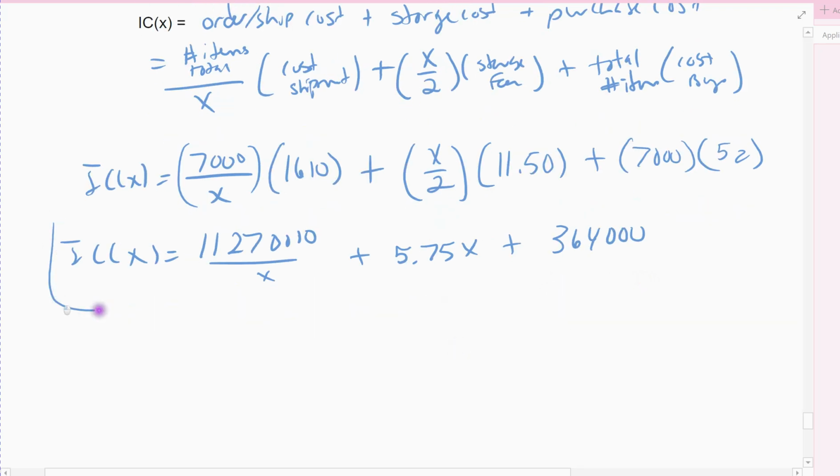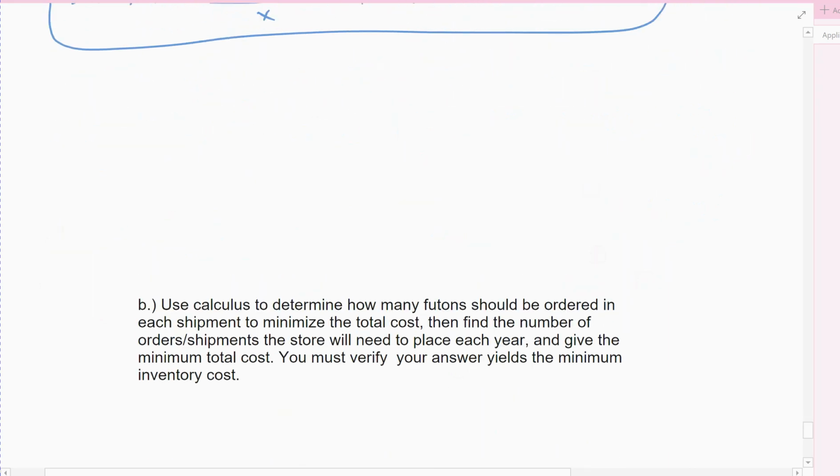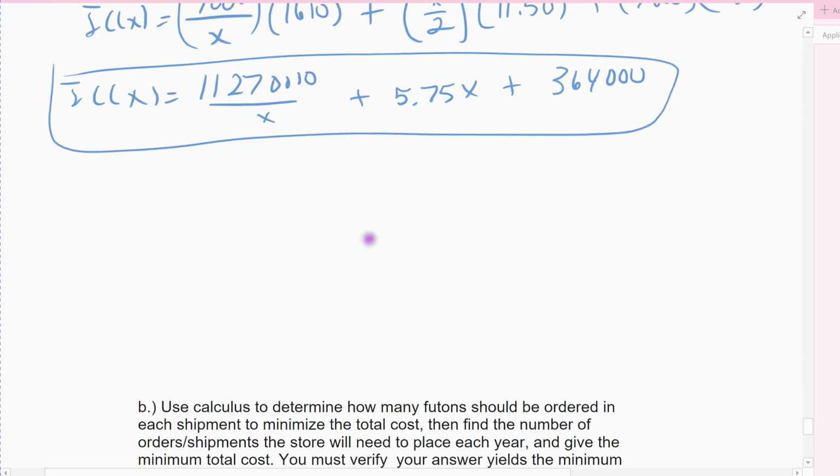Alright, so there's my inventory cost, and then we use calculus to determine the same thing as before. Use calculus to figure out how many you need to ship, how many shipments you place per year, and so on. So I need to find my critical values, which means find my derivative and set it equal to 0. The derivative is always done the same way for these. My first step is always to move this x up and make it a -1.